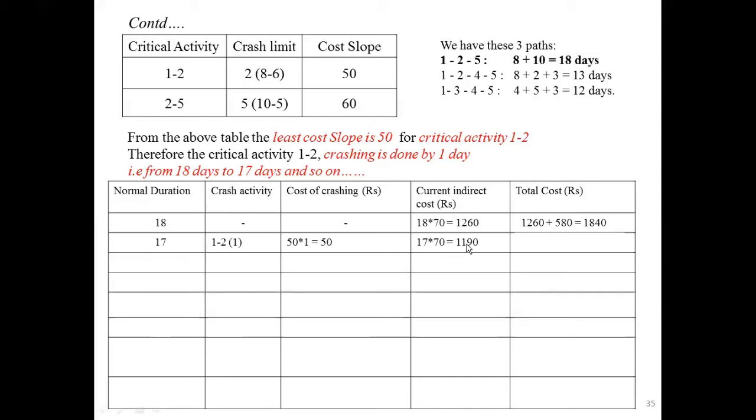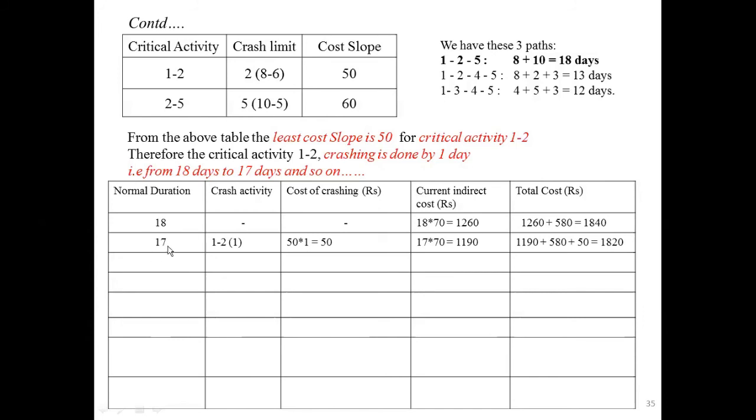Then you will get 1190. Then the total cost we get is 1190 plus the normal cost for all the activities, 580 plus 50. Then you will get 1820. That means we can complete the project.